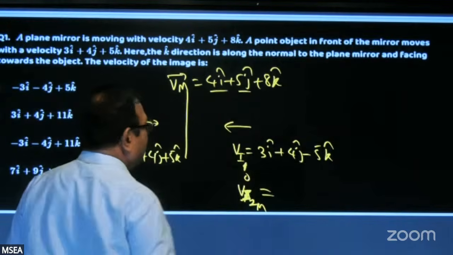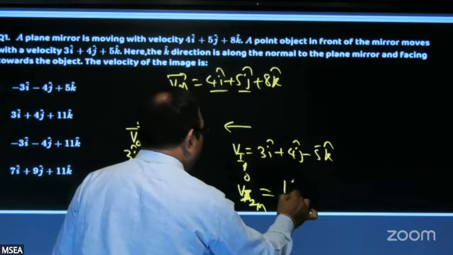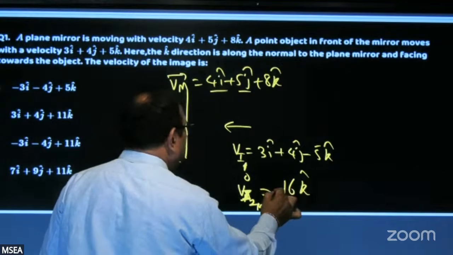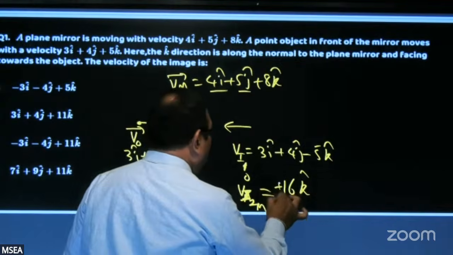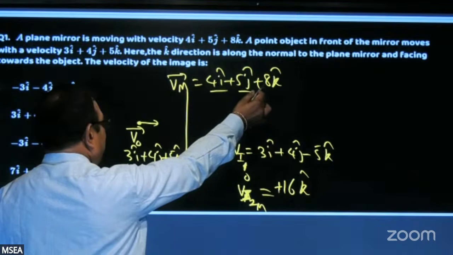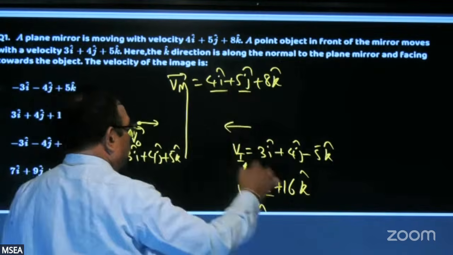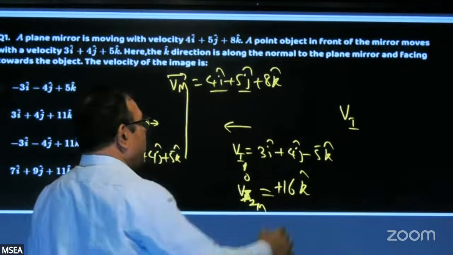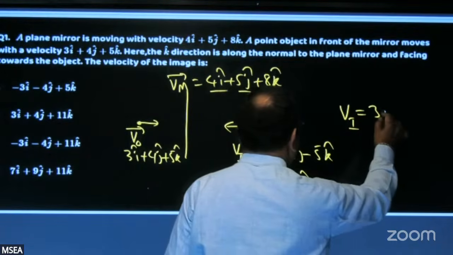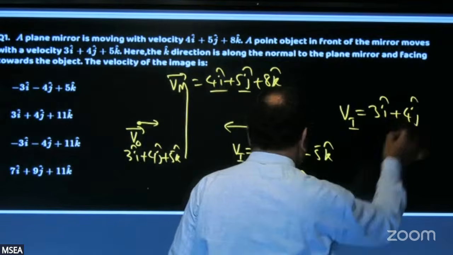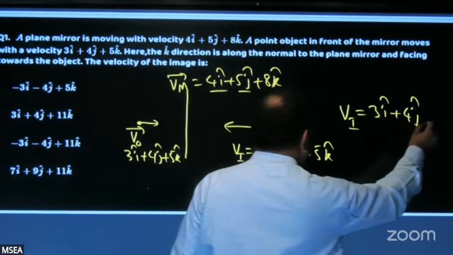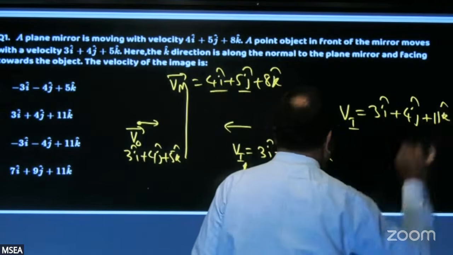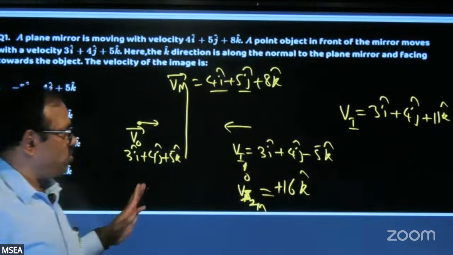Therefore, nothing changes in the in-plane part. Only the perpendicular part becomes 16k cap in the same direction, double the velocity, since only the perpendicular component changes. So the final velocity of the image is 3i cap plus 4j cap, and adding the two k components, 11k cap. This should be the answer to this question.